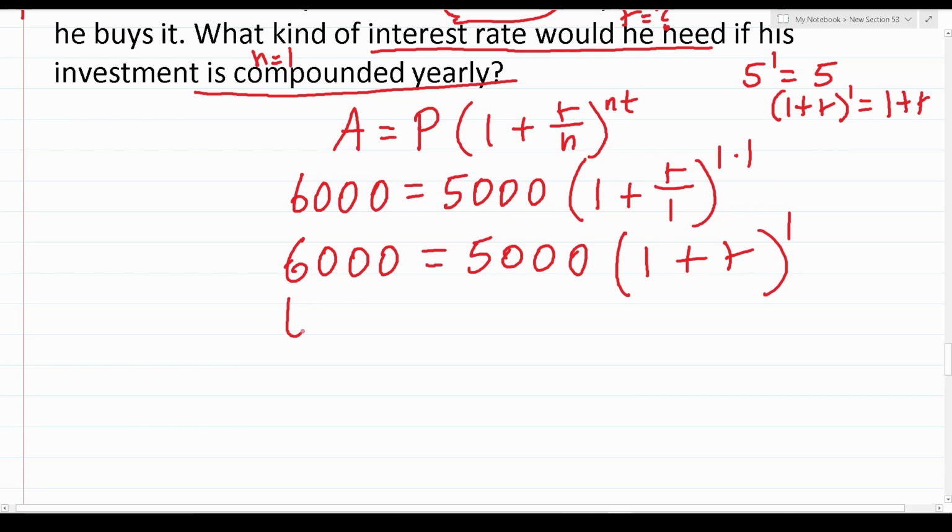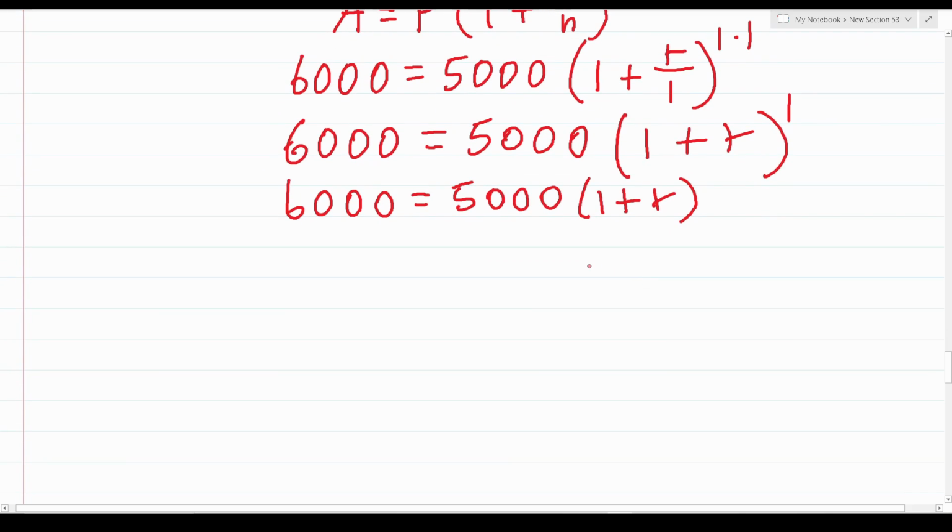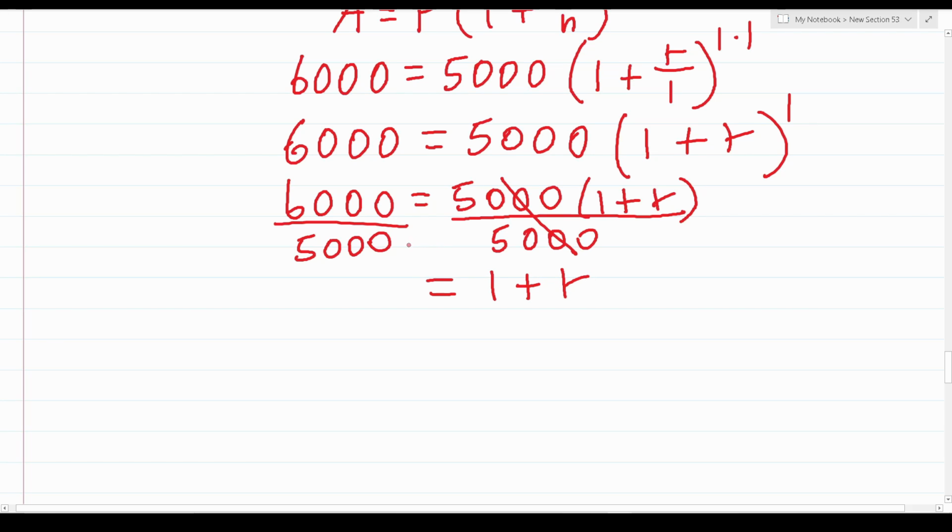Okay, so let's simplify that now. We have 6,000 equals 5,000. Again, 1 plus R to the first power is just 1 plus R. All right, so what we want to do now is solve for R. So my next step is to divide both sides by 5,000. This will cross out here, leaving you with 1 plus R over there. And as far as this 6,000 over 5,000 goes, we can now cross out these corresponding zeros to make this 6 over 5. And now we're just solving for R.